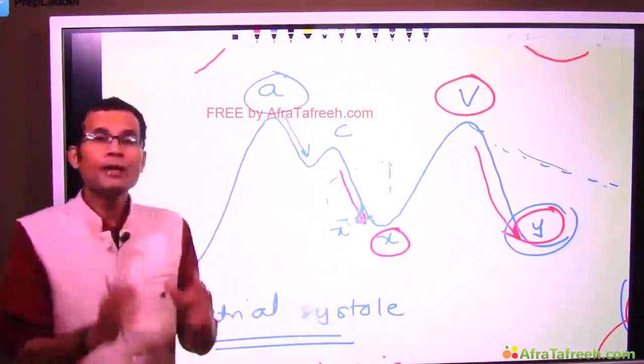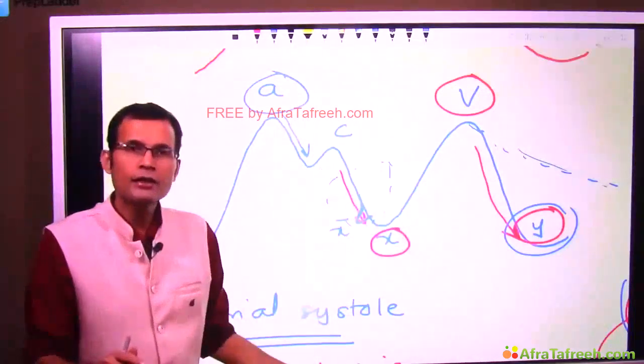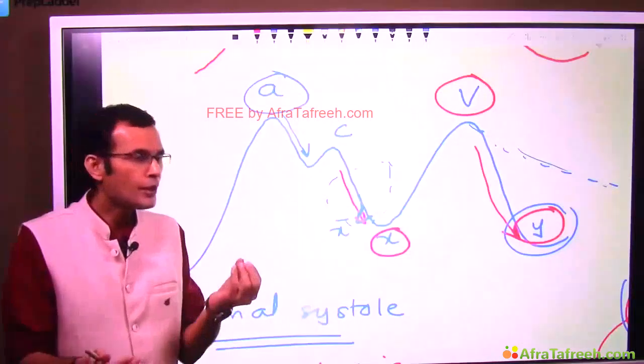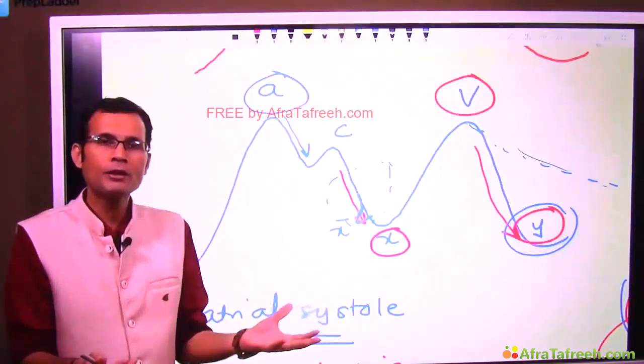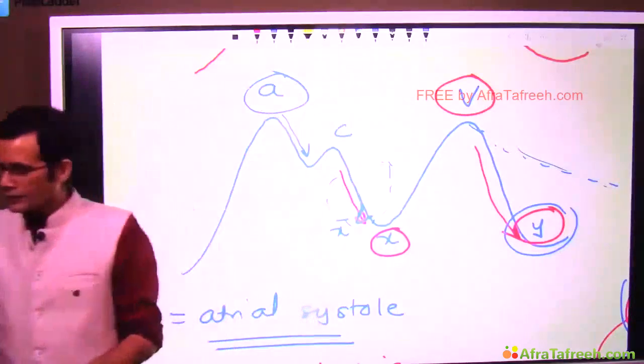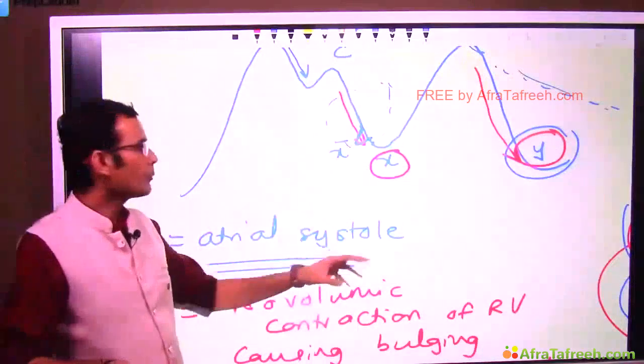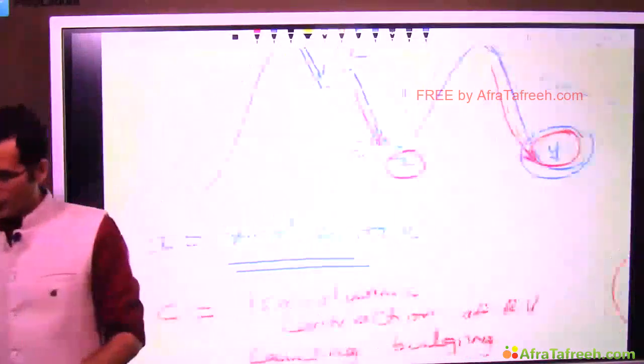And therefore, which wave will be abnormal? The wave which represents ventricular filling will be abnormal, because the ventricles are unable to expand properly. They are unable to accommodate the blood properly. So that must be remembered. In constrictive pericarditis and cardiac tamponade, Y downslope will be abnormal.